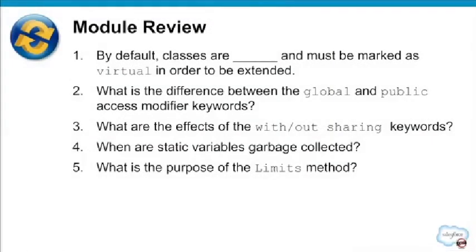When are static variables garbage collected? The end of the transaction. So at the end of the transaction, we do an automatic garbage collection at the very end and clean it up. Okay. And then what is the purpose of the limits method? Governor limits, to find out about the current context of your usage of those resources.